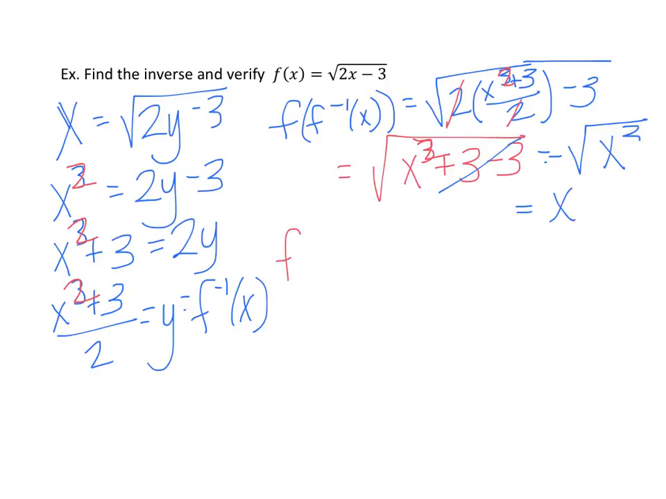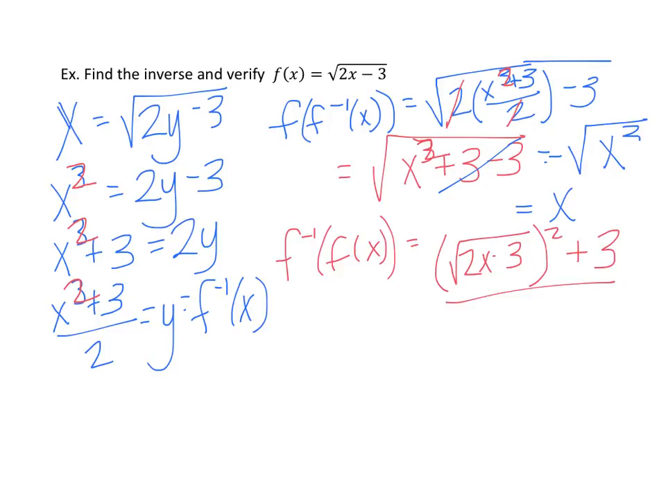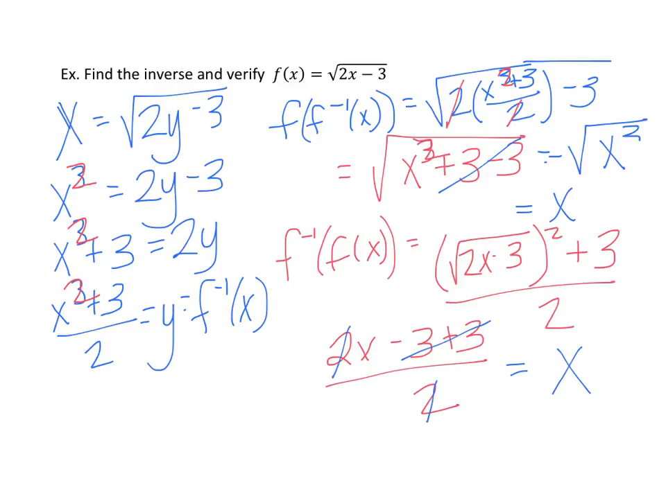Going the other way, starting with my inverse, putting my original in. I start with x squared, so in here, put my original, square it, plus 3 all over 2. Square and the square root cancel. 2x minus 3 plus 3 all over 2. These cancel. The 2 and the 2 go away. Only left with x.